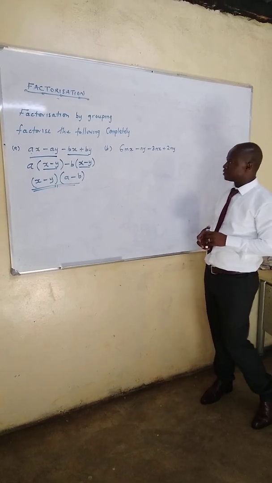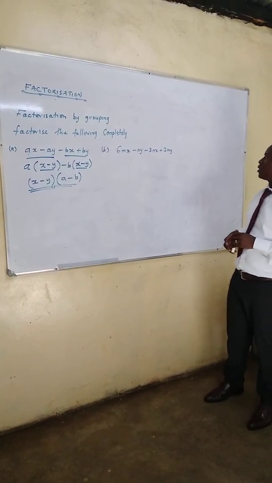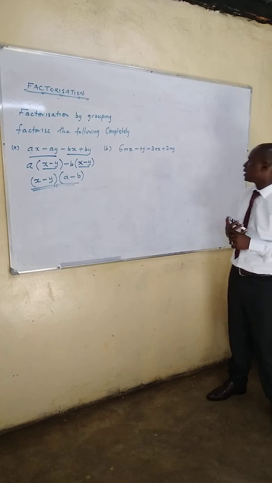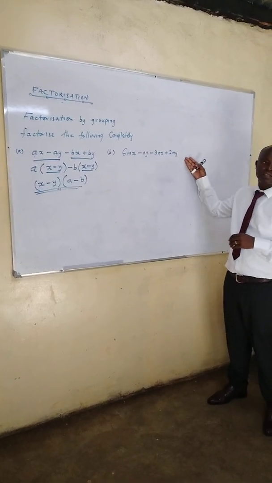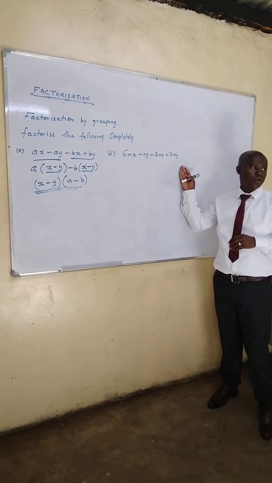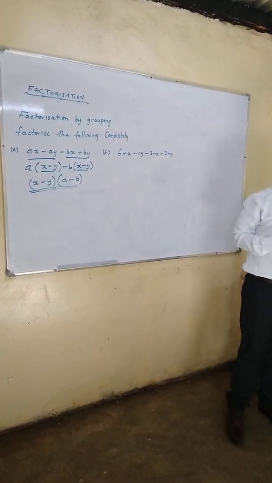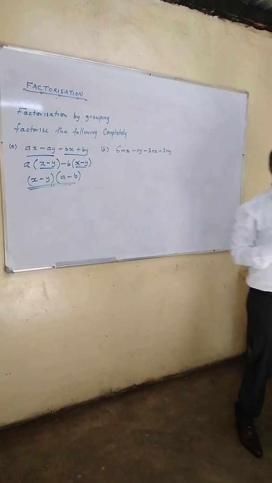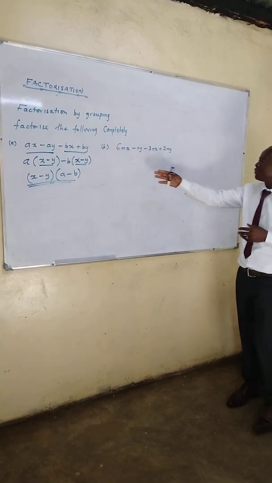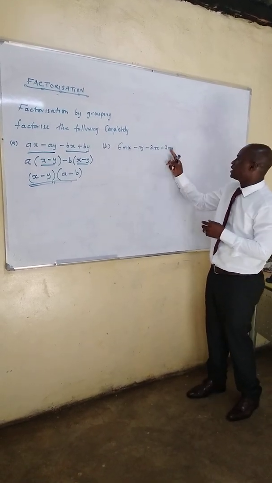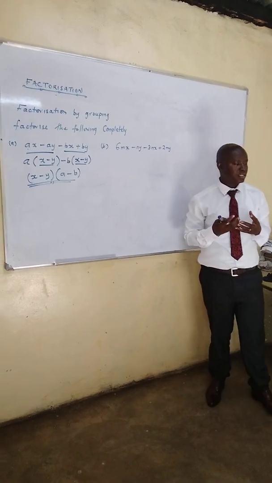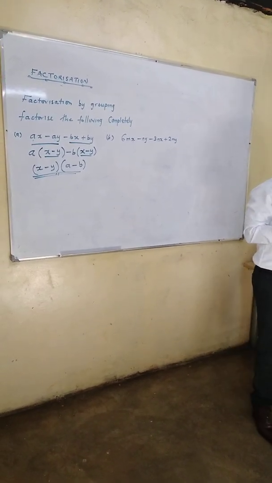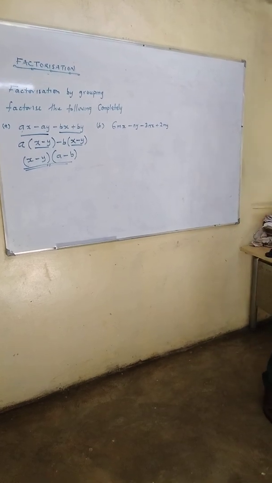We want to factorize 6mx minus ny minus 3nx plus 2my. To factorize this as a whole is a mathematical impossibility, because we do not have a common factor for everything. M is here, is there, but it's not there. So we can embrace the concept of factorization by grouping.